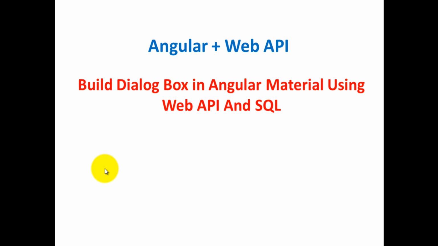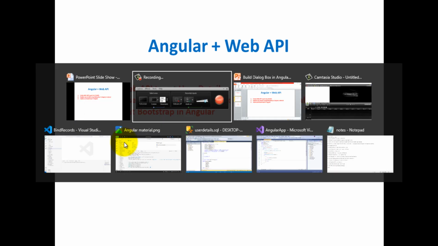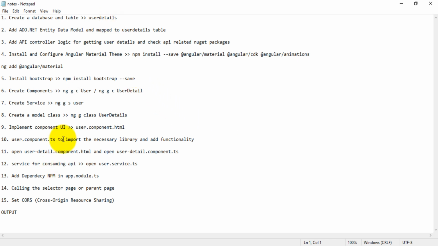So guys, in this video I'll discuss a few points: create a Web API to get user details, display user details using a dialog box in Angular Material, and implement Bootstrap in Angular for responsive web design. I have made a note which contains the step-by-step process. Okay, so step 1 is to create a table called user details.